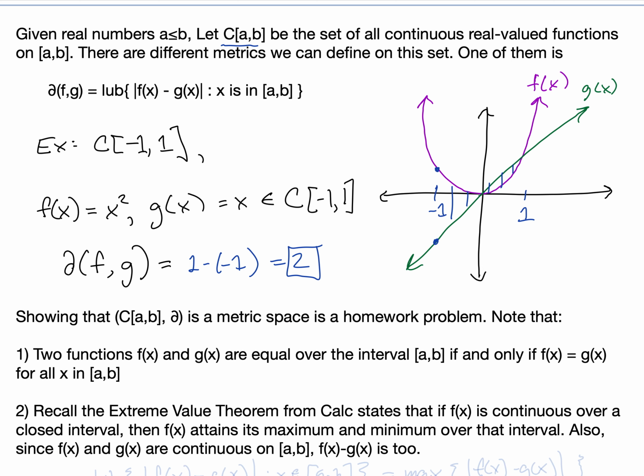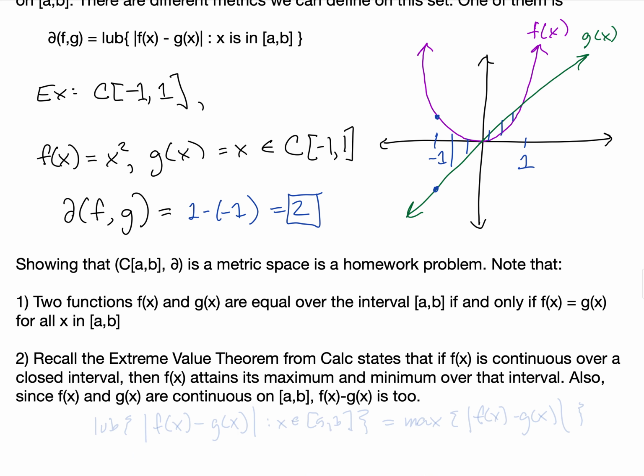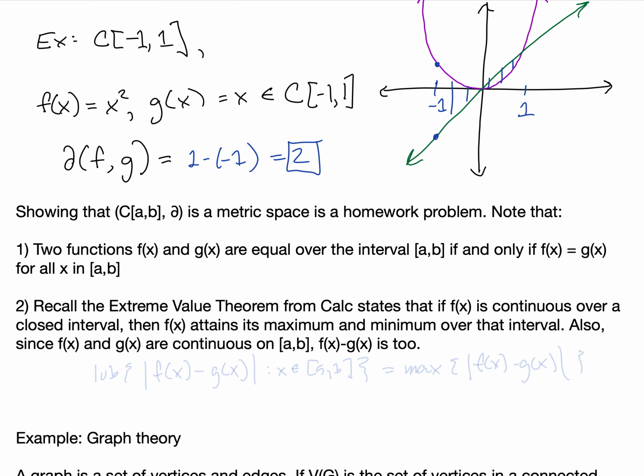And 2, the extreme value theorem, way back from Calc 1, says that if f is continuous over a closed interval, which all of these functions are, then f of x attains both its maximum and minimum over that interval. And since g of x and f of x are continuous, that means that the difference of those is also continuous. The absolute value of that difference will also be continuous.